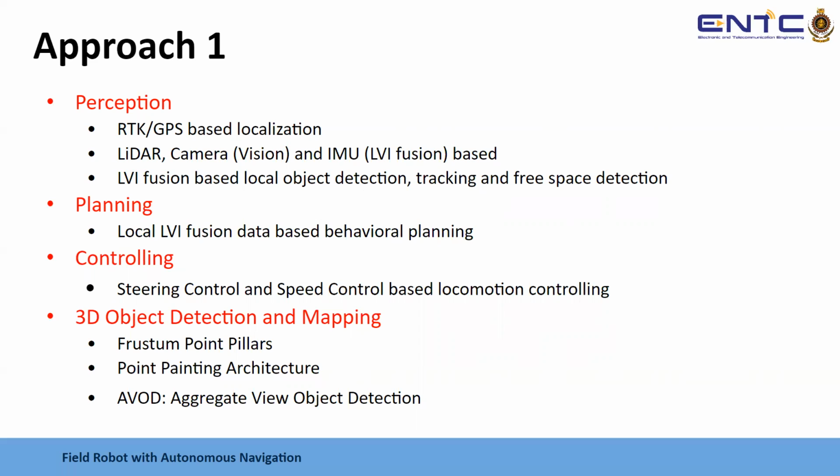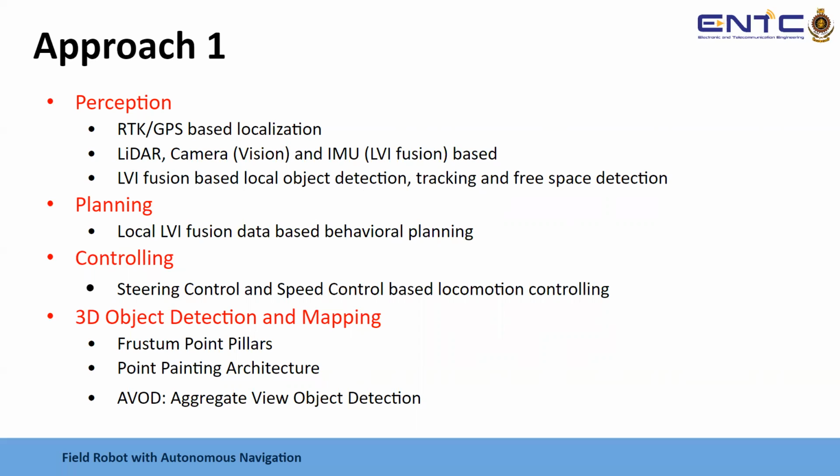The first approach is to use an RTK GPS based localization with LVI fusion. LVI stands for LiDAR, camera, and IMU fusion, and LVI fusion based on local object detection, tracking, and free space detection. For planning, we plan to use local LVI fusion data based on behavioral planning.